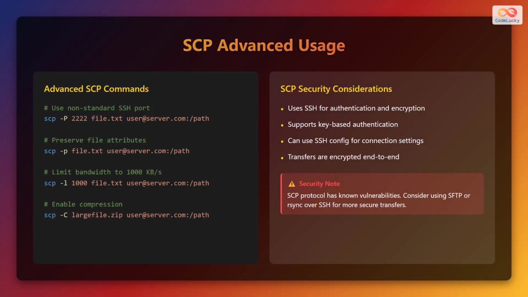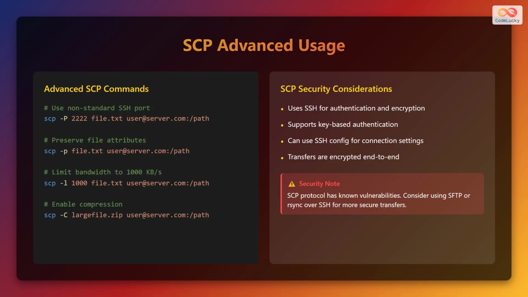Let's explore some advanced SCP commands. To use a non-standard SSH port, use the -P option followed by the port number. For example, scp -P 2222 file.txt user@server.com:/path. This command specifies port 2222 for the SSH connection. To preserve file attributes such as modification times, use the -p option. For example, scp -p file.txt user@server.com:/path maintains the original file attributes.